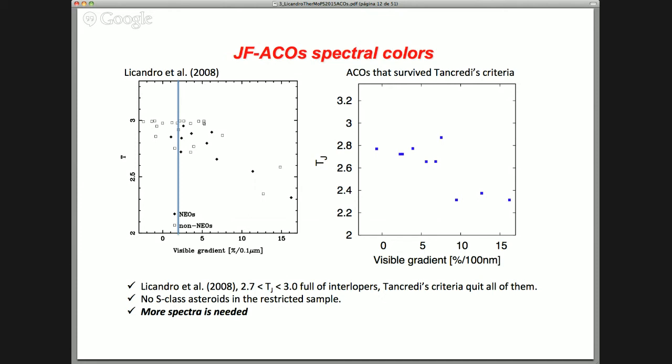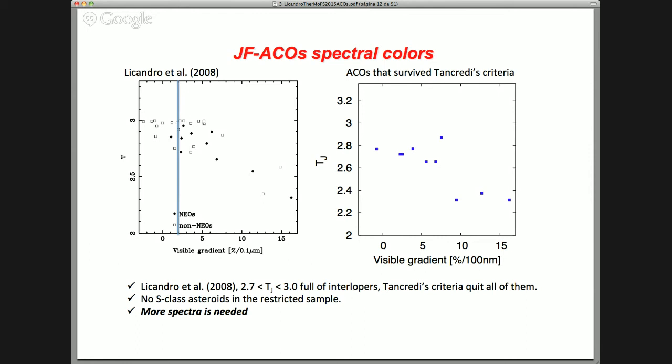And we concluded that there are a lot of interlopers here that are not comets, because it is supposed that comets have gradients larger than 2, most of them at least. Those are the spectra from our sample and the Mayo sample that survive. And if you look, most of them in this case are D or P type and compatible with the cometary spectrum. But in any case, the sample is very small.